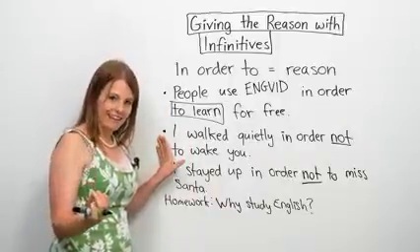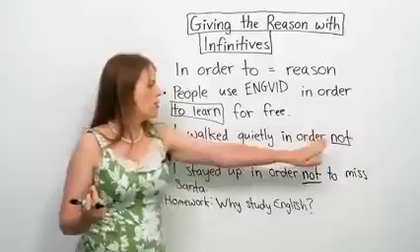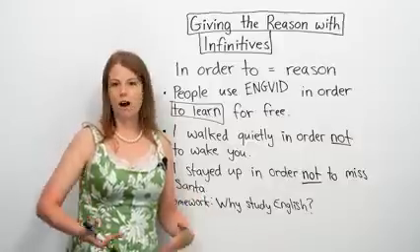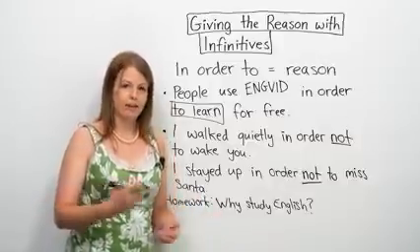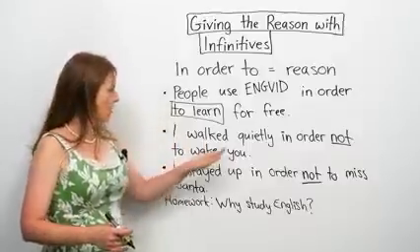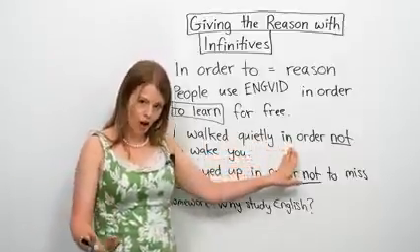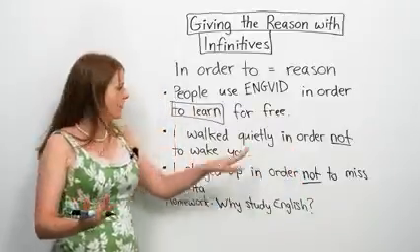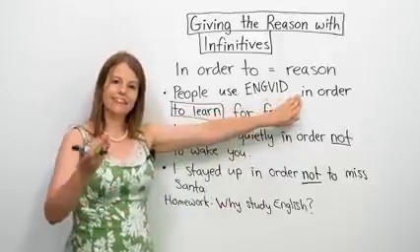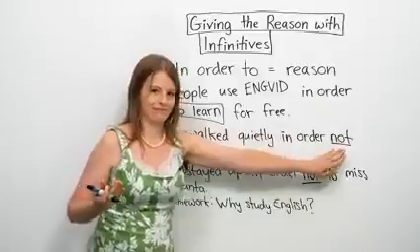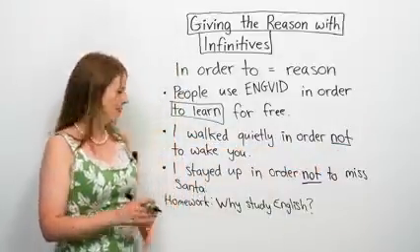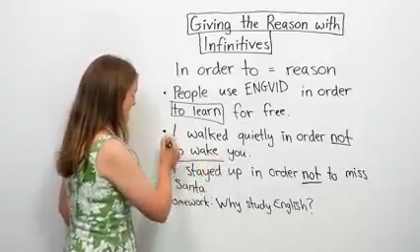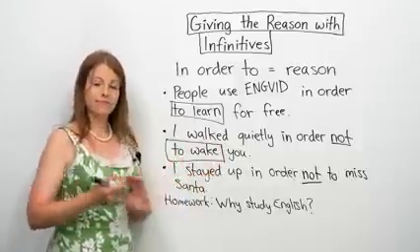I walked quietly in order not to wake you. So the reason that I'm walking quietly, why are you walking quietly? I don't want to wake you up. So I've put that in the sentence. I walk quietly in order not to wake you. So in this case, it's almost similar to the structure of this sentence. The only difference is we've added the word not here because we don't want to wake you up. What's the infinitive in this example? To wake. So again, we have our preposition and the verb wake.